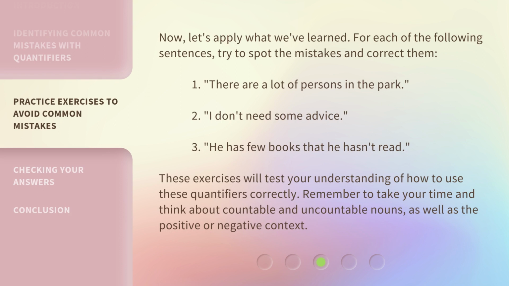Now, let's apply what we've learned. For each of the following sentences, try to spot the mistakes and correct them. 1. There are a lot of persons in the park. 2. I don't need some advice. 3. He has few books that he hasn't read. These exercises will test your understanding of how to use these quantifiers correctly. Remember to take your time and think about countable and uncountable nouns, as well as the positive or negative context.